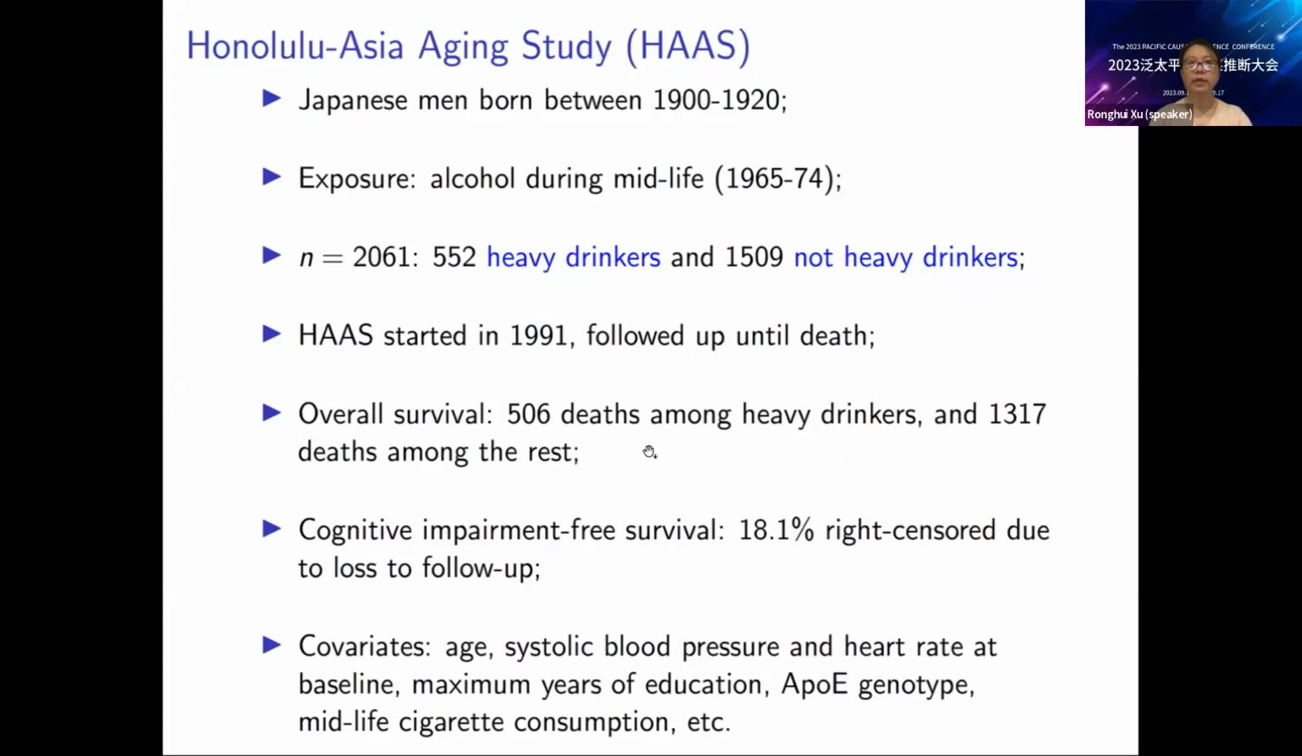And then we are looking at the outcome that's called impairment-free survival. So this is later on a dementia study starting from the 1990s. It's an aging study. We have some loss to follow-up due to censoring. And we have some covariates that are collected in the data set.